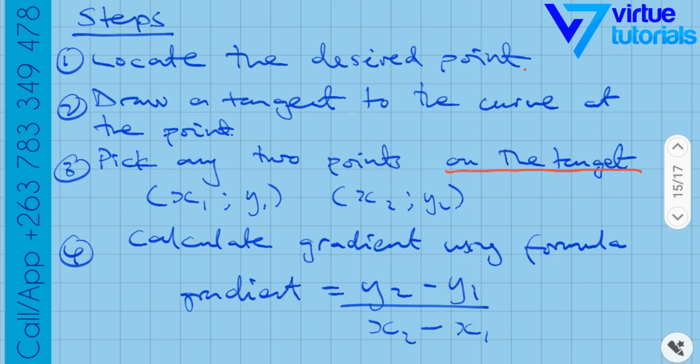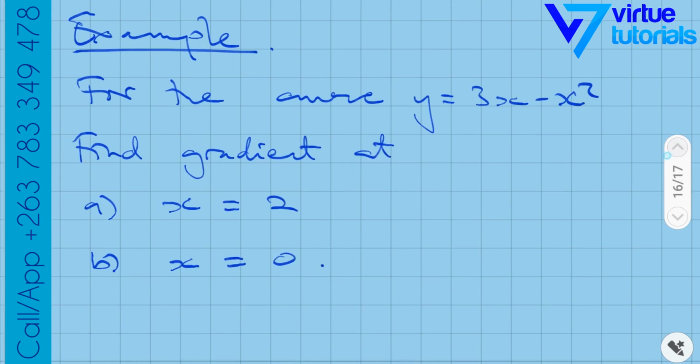When you've drawn your tangent, you pick any 2 points on the tangent itself. For each point, identify the x value and the y value. So one point will become your x1, y1, and the other point will become x2, y2. Once you have all that data, you can now calculate your gradient using the formula y2 minus y1 over x2 minus x1. So those are the steps that we need to follow.